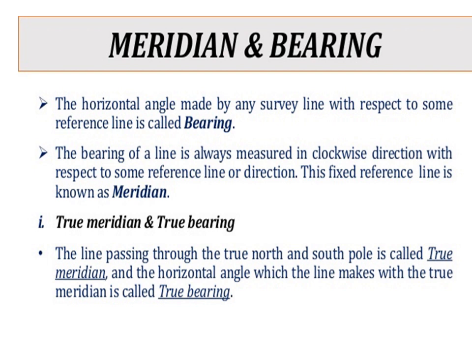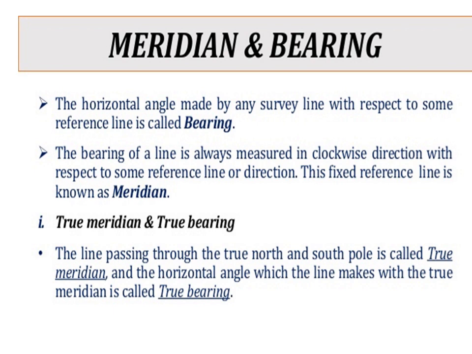Then we are going to see what is true meridian and true bearing. The line passing through the true north and south pole is called true meridian, and the horizontal angle which the line makes with the true meridian is called true bearing. So here in this slide we have seen what is bearing, what is meridian, what is true meridian, and what is true bearing.